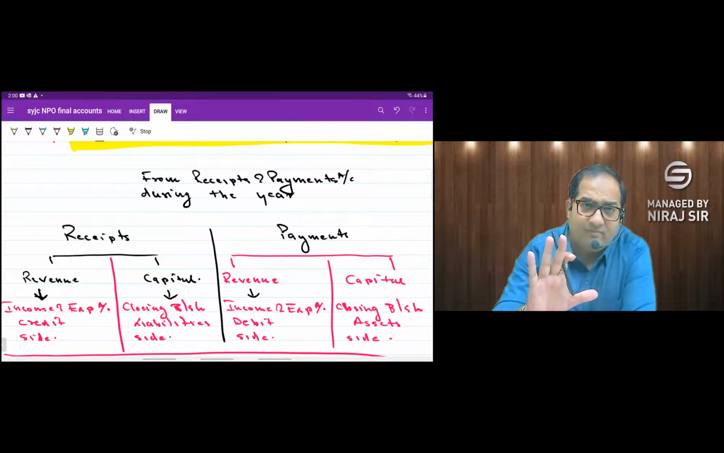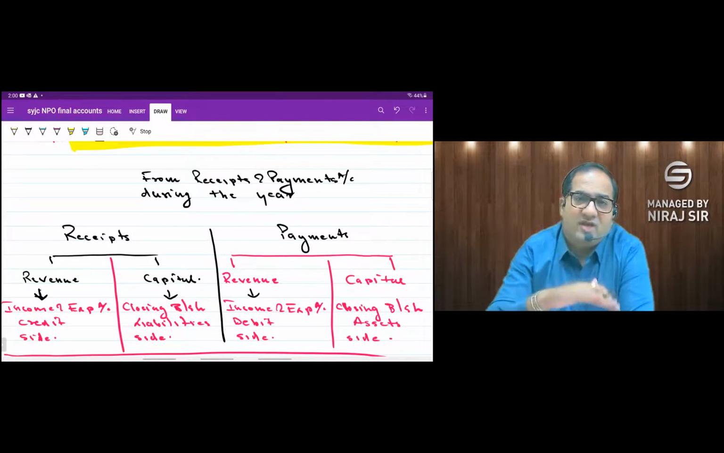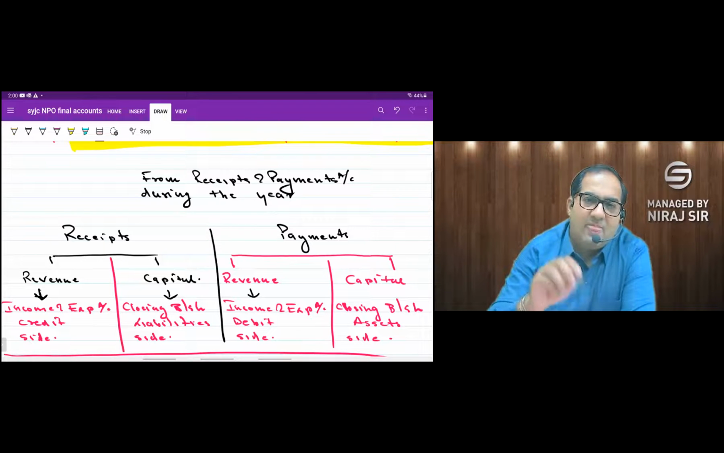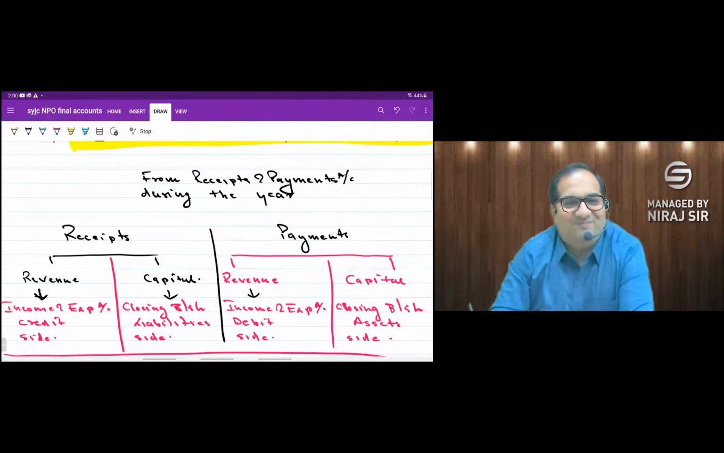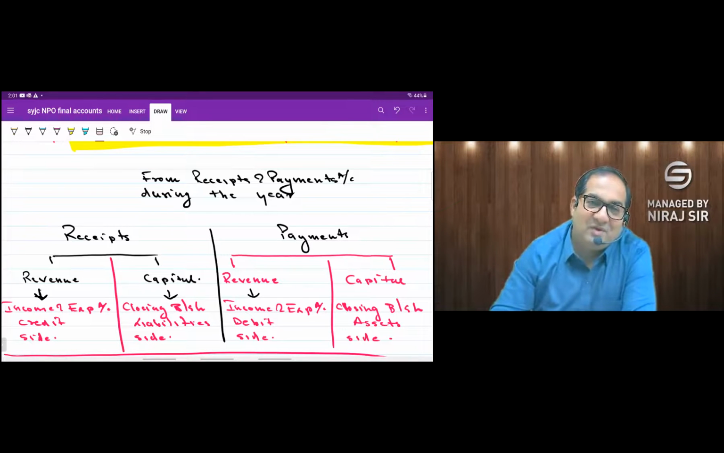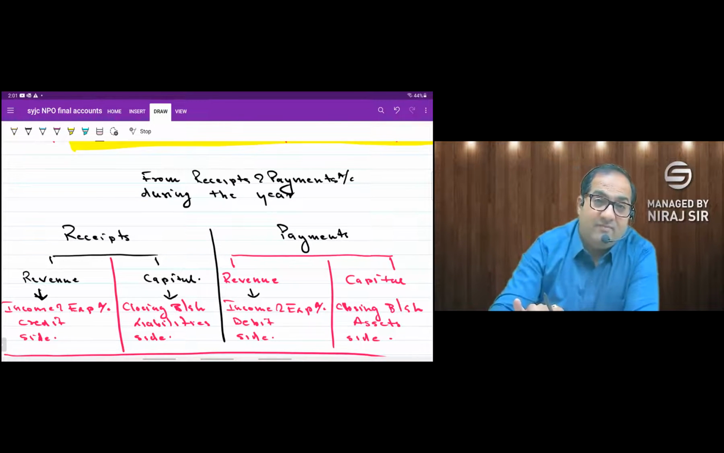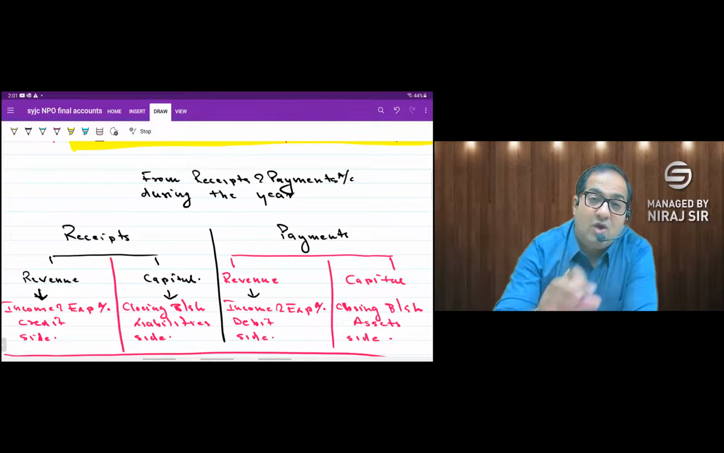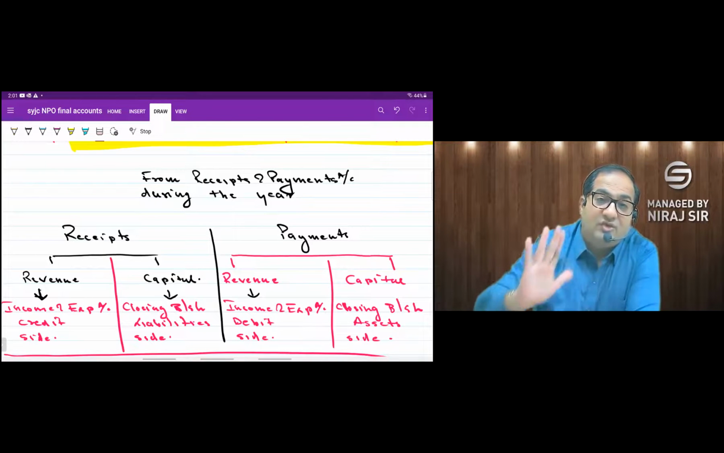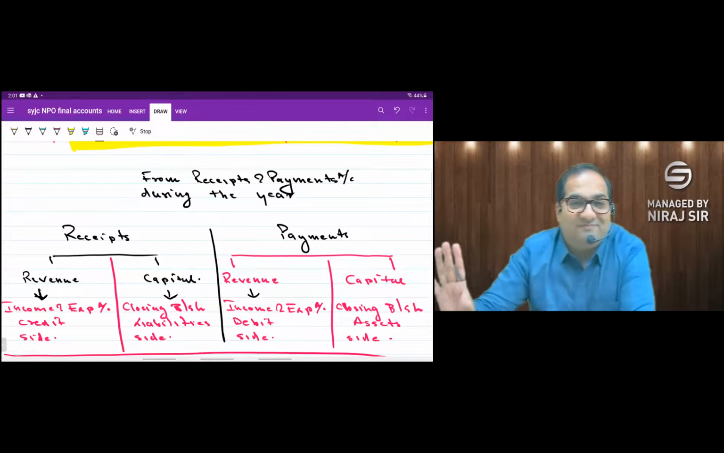Yes. Now, related to donations, you understand two things. If donations are not received for a specific purpose, then it becomes my overall income, and then it is revenue receipt. But if donations are received for a specific purpose, and a donor said specifically that I am giving you 50,000 rupees, but you have to use 50,000 rupees only for modernization of school through computers.